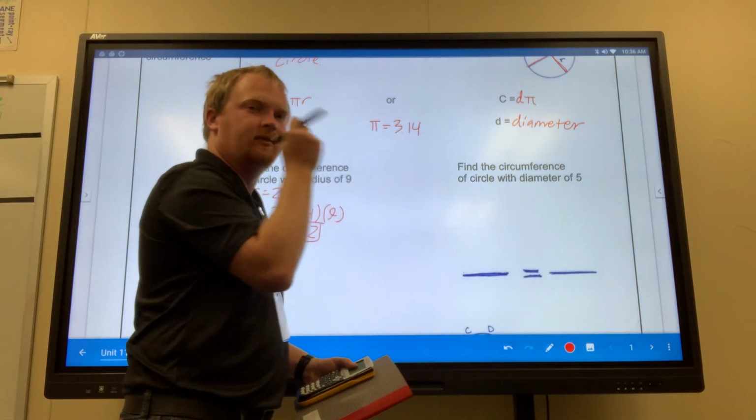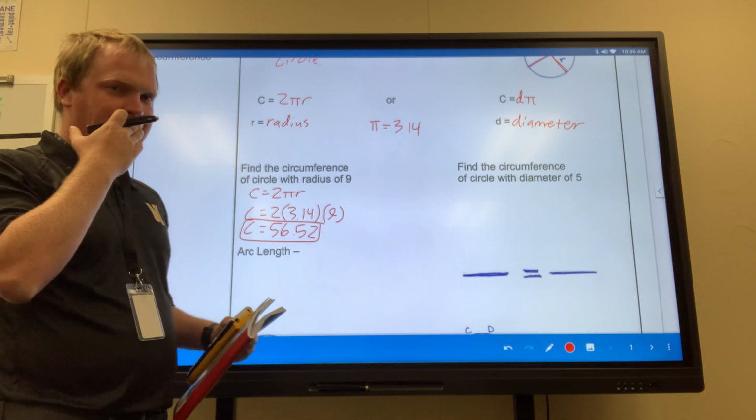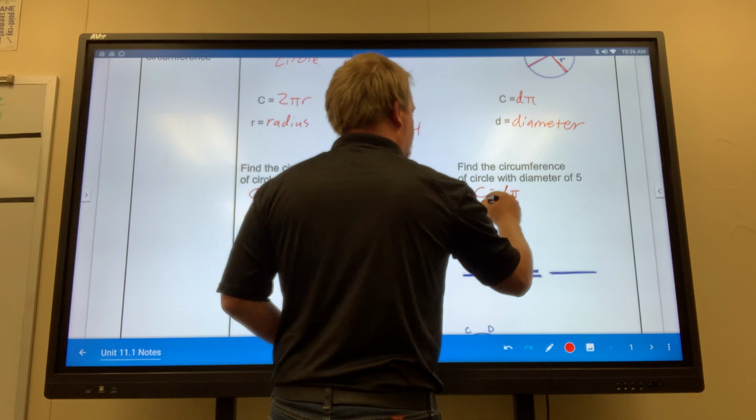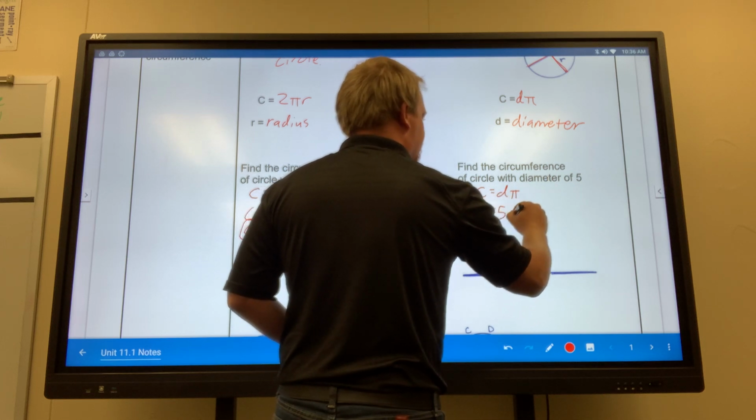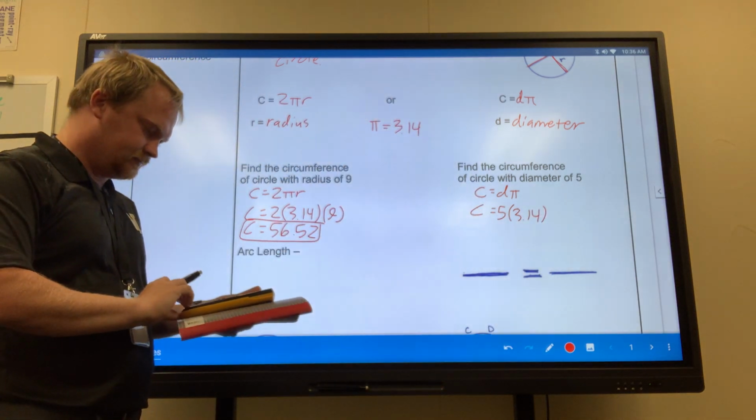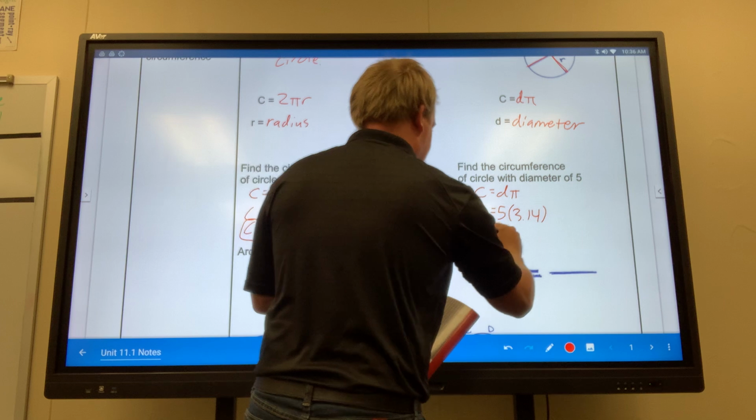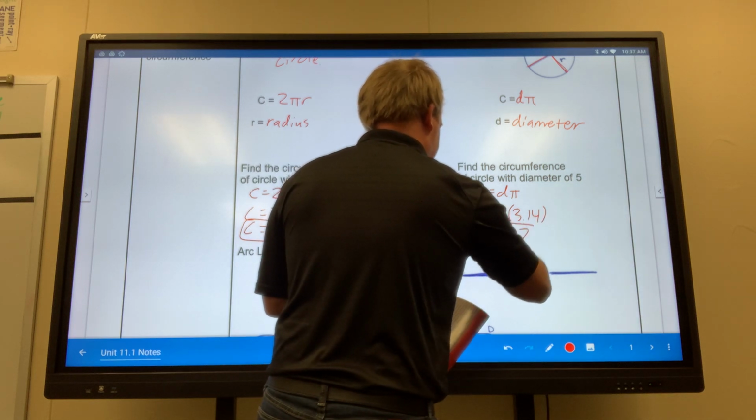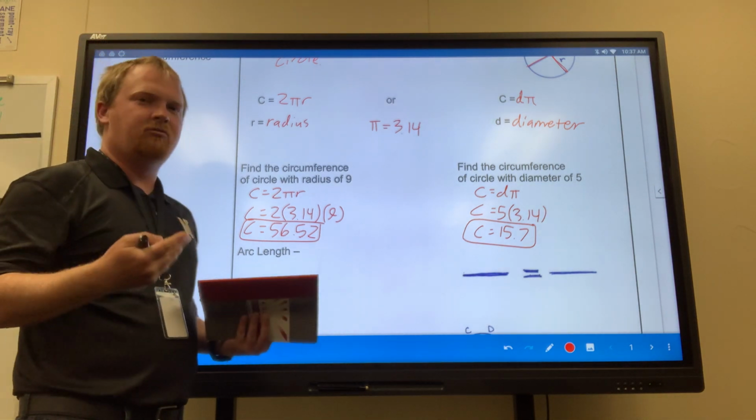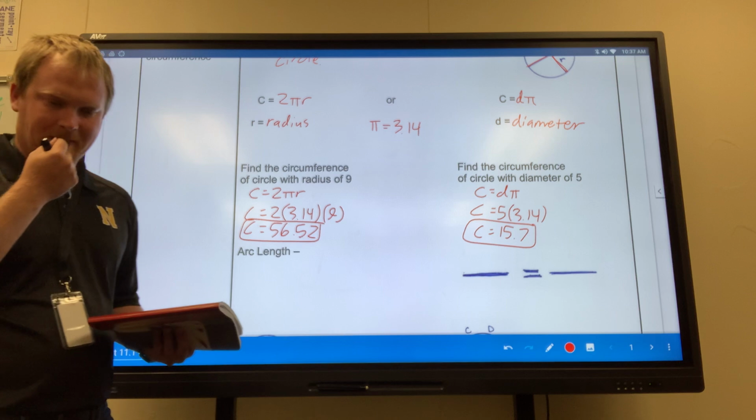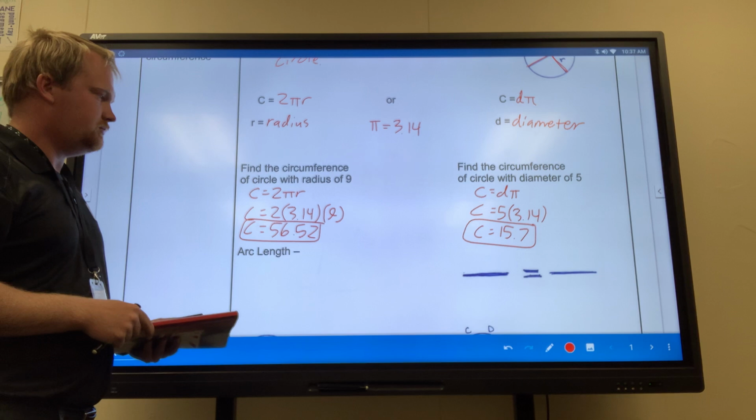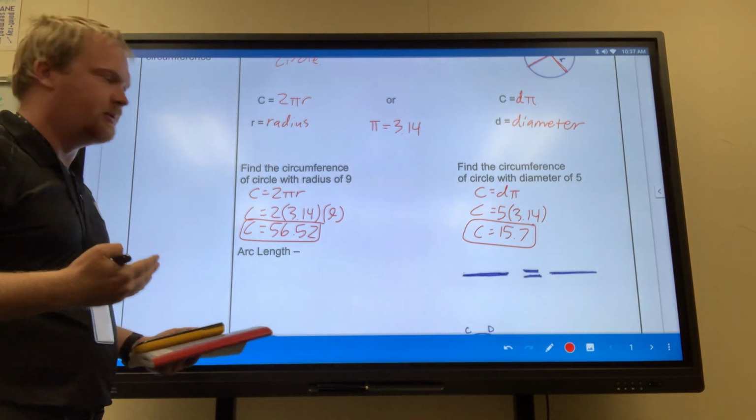Next, we want to find the circumference with a diameter of 5. Again, we can do it as diameter times pi, where the diameter is 5 and pi is 3.14. If I multiply those out, I get 15.7. All right? And that would give me my circumference with the diameter.